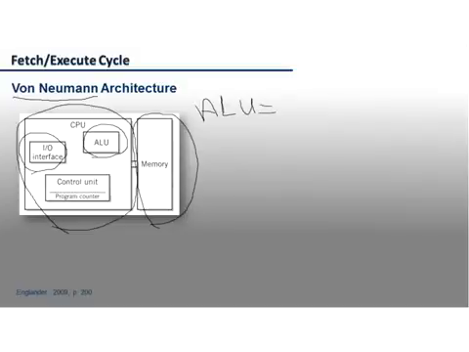The ALU stands for arithmetic logic unit. What does it do? Yeah, it does operations. It does all the calculations for us. The normal calculations, plus, minus, and so on. It does the logical calculations.